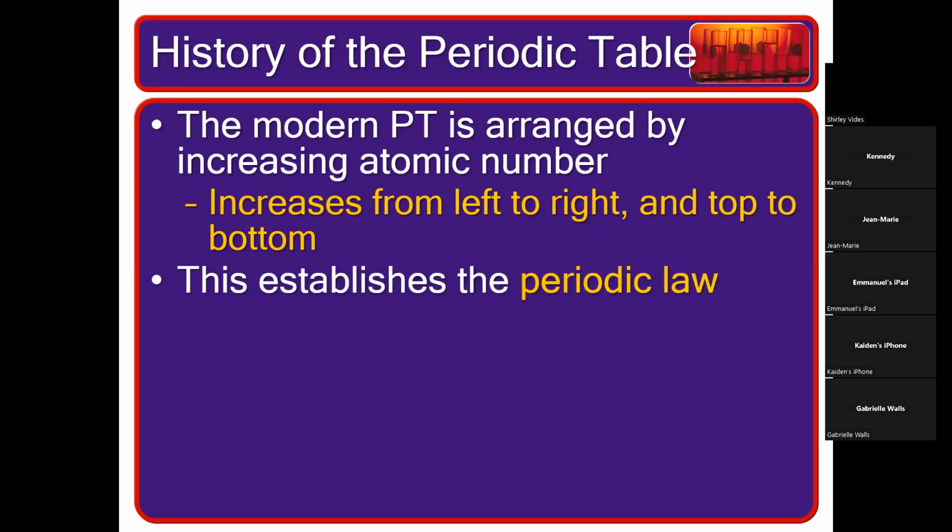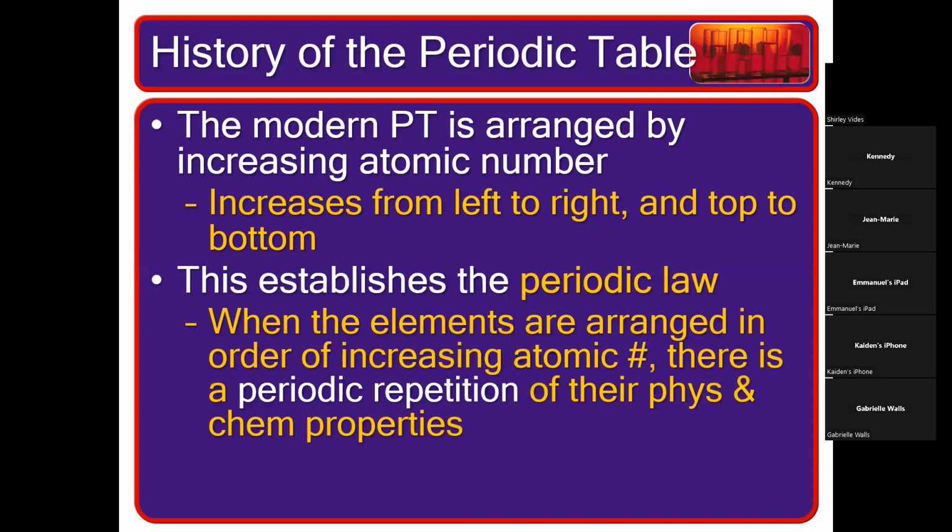And this is why this phenomenon that is known as periodicity happens, because it establishes what is known as a periodic law. That periodic law is like a repetition that happens within the elements. And so they have the same physical and chemical properties in some cases. Not the same exact, but very similar.